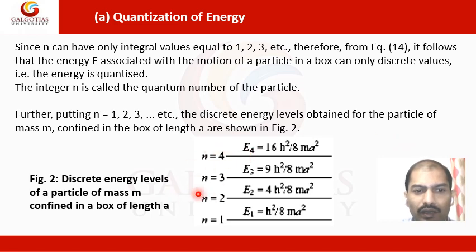So here, with the help of the Schrodinger wave equation, you can see how it can be helpful to check the discrete energy levels of a particle having mass m and which is confined in a box of a certain length, which is being assumed here from x equal to 0 to x equal to a.